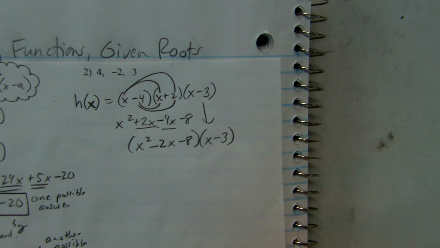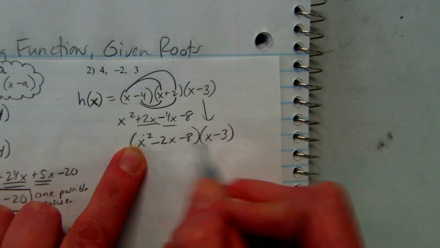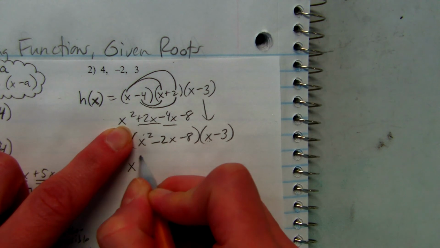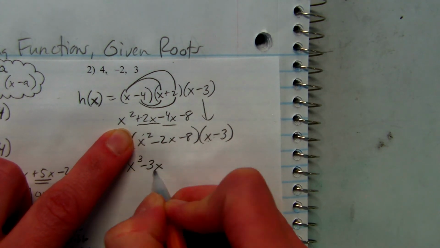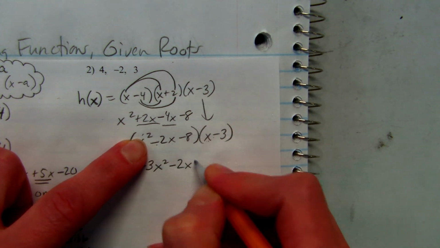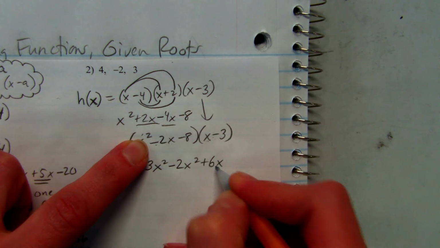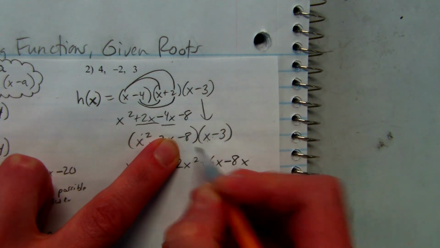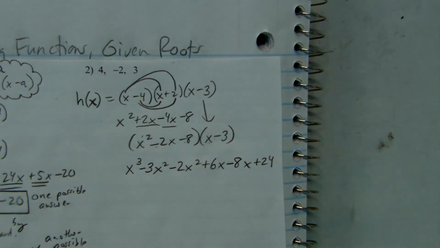So I'm going to take x squared and multiply it by both of these. x squared times x, what do we get? x cubed, good. x squared times minus 3 is minus 3x squared. -2x times x is -2x squared. -2x times -3 is plus 6x. -8 times x is -8x. -8 times -3 is positive 24.